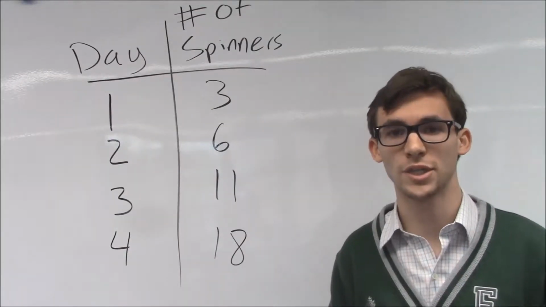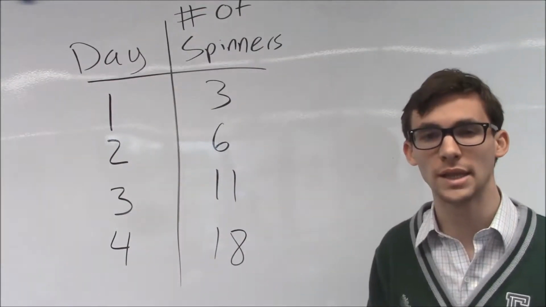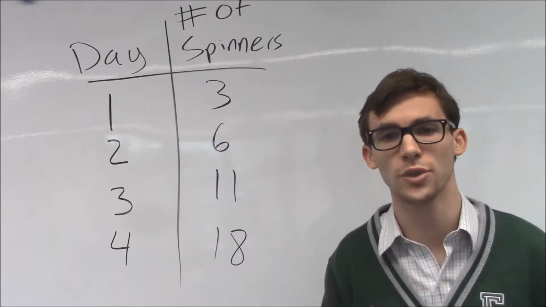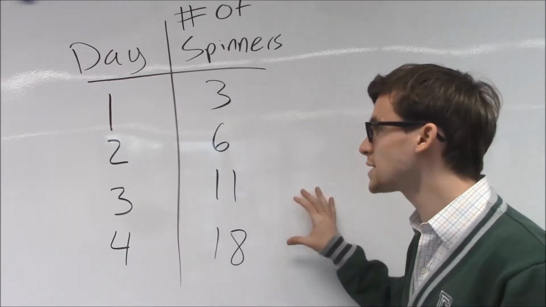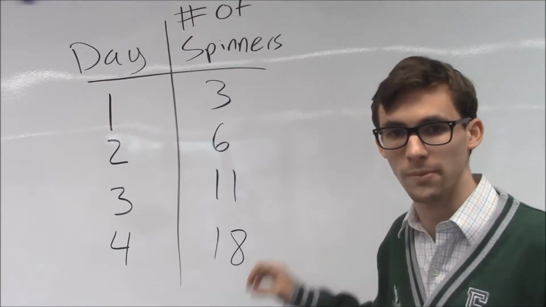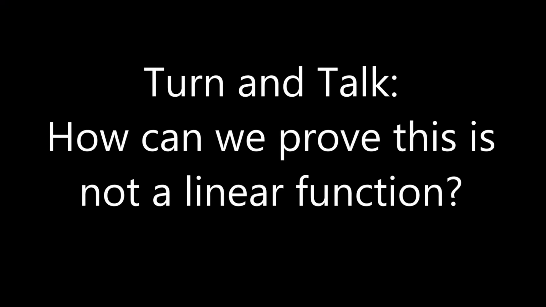And come back together in 3, 2, 1, time. I know this information is not represented by a linear function, but I can't remember why. When I say go, turn and talk with your partner for 15 seconds. Why does a linear equation not accurately represent this data? Go. And come back together in 3, 2, 1, time.